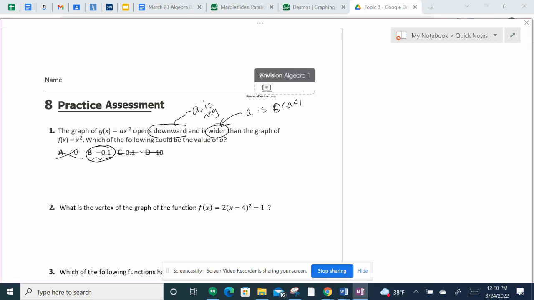Number 2, what is the vertex of the graph of the function f of x equals 2 times parentheses x minus 4 squared minus 1? What we notice here is this one's not written in standard form, it's written in vertex form. And so in vertex form, the two numbers that we need are right there. The one that's trapped deals with the x value, and the one that's outside and free deals with the y value. But what we have to remember is the one that's trapped, we go opposite the sign. So since it's negative 4, we would write positive 4 and then negative 1. In other words, this function graph is moving to the right 4 and down 1.